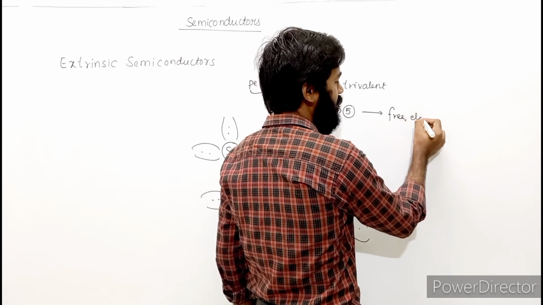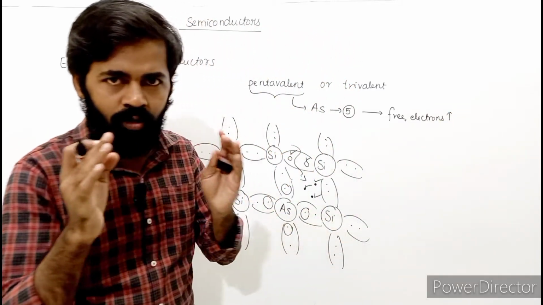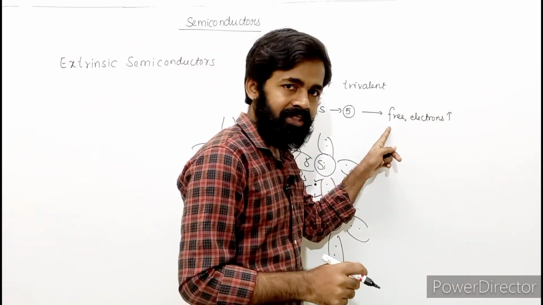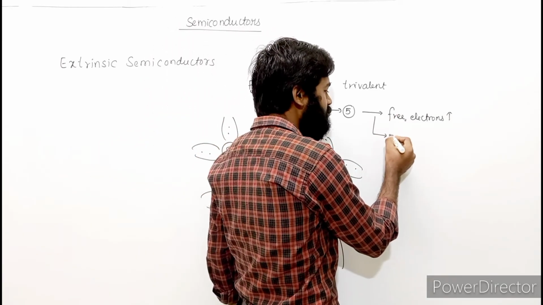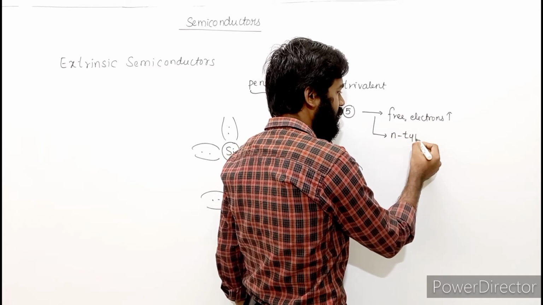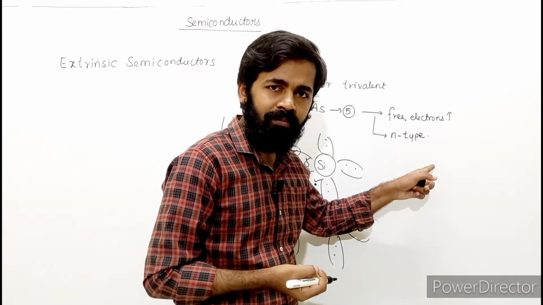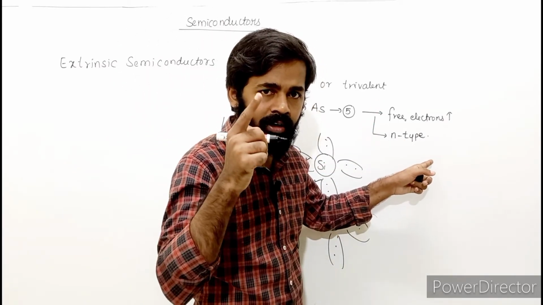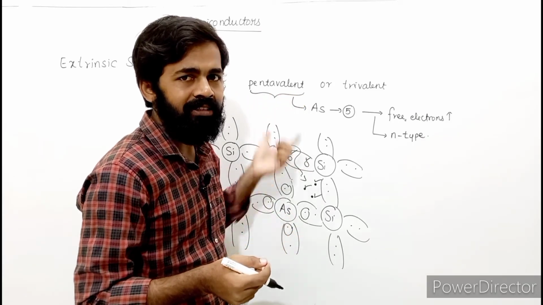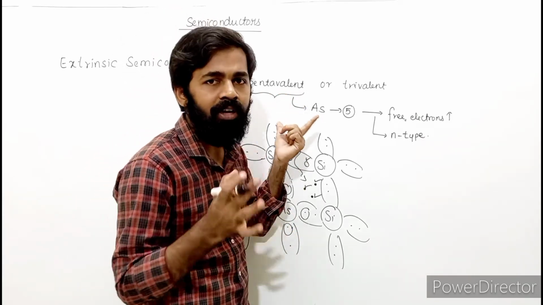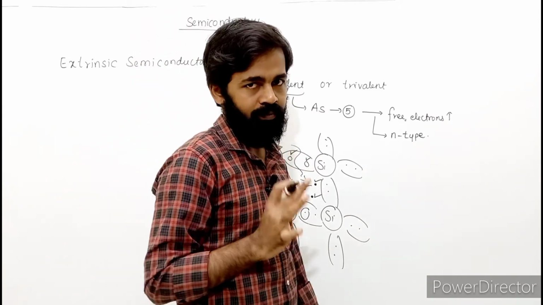Free electrons are more here compared to the holes. Such semiconductors we call N-type semiconductors. And N-type semiconductors are obtained by adding impurities which have pentavalency, the pentavalent impurities. It means having 5 electrons in the outermost shell.